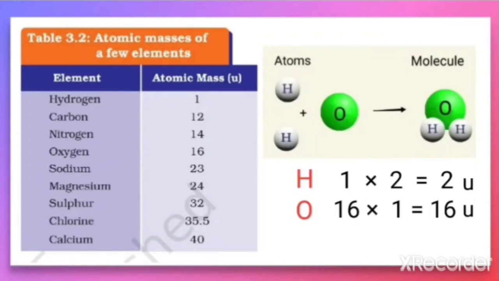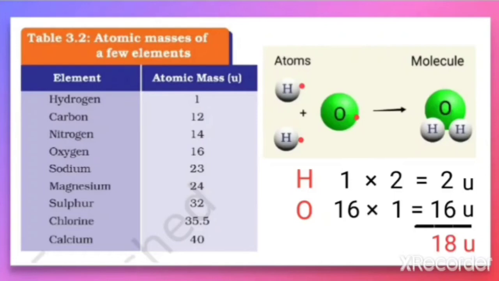So the mass of hydrogen in the water molecule is 2 U and the mass of oxygen in the water molecule is 16 U. So what will be the total mass? When we make the sum, we get 18 U. That means 18 U is the molecular mass of water. So from this it is clear what molecular mass is. Molecular mass is the sum of the atomic masses of all the atoms present in that molecule.